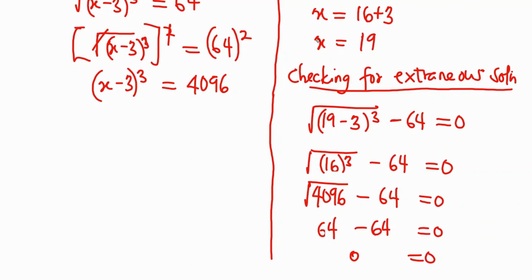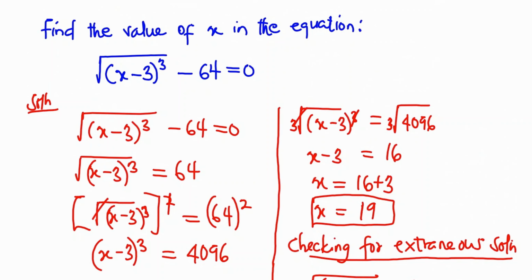So therefore we can say that x is equal to 19 is indeed a solution to the question and not an extraneous solution. If 19 is an extraneous solution, then we can say that there is no solution to this question. But clearly we can see that 19 is a solution, so therefore x is equal to 19 indeed. Now to the last example of this video, we solve it.